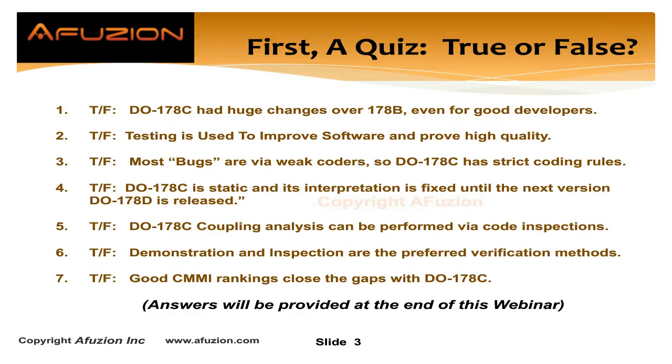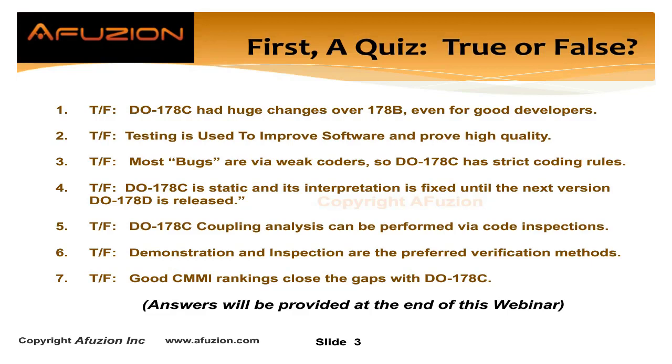DO-178C had huge changes. In fact, it was good for developers. Is that true or false? Next one. Testing is used to improve software and improve high quality. Most bugs come from weak coders, so 178C has strict coding rules.